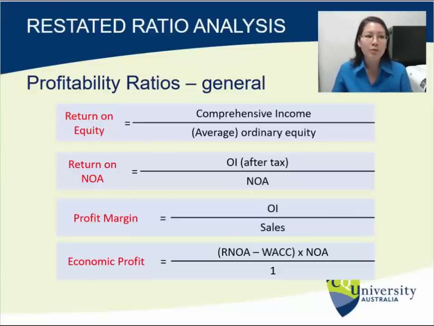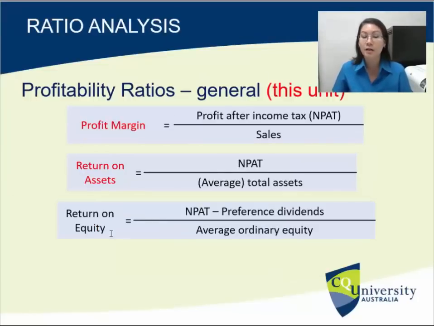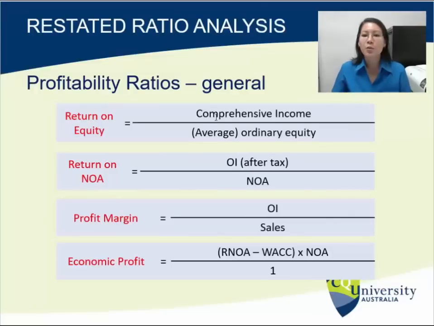So again, our return on equity I covered up above in our profitability ratios on the first slide. So it's this one. We don't calculate this one in this unit, but we do calculate it for the restated ratios. So we use comprehensive income and average ordinary equity. So CI, this is what we put in brackets, and that's why I said you can see a lot of the acronyms on this slide.